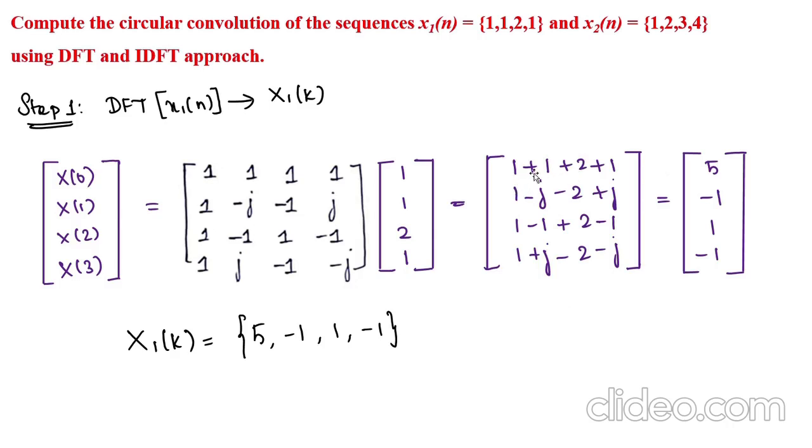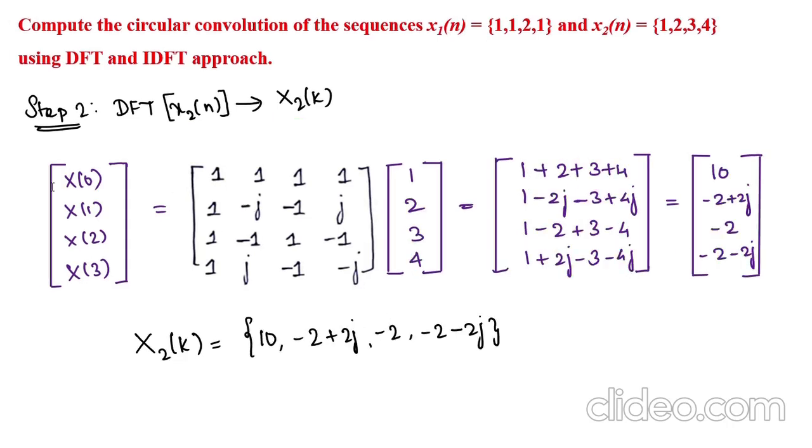Now I am going to simplify this. This will be 1 plus 1 plus 2 plus 1, that is 5. Here minus j and plus j will cancel, so it will be 1 minus 2, which is minus 1. Here the plus 1 and minus 1 will cancel, so 2 minus 1 is 1. Here plus j and minus j will cancel, and 1 minus 2 is minus 1. So this is the value x1 of k. This is step 1, where we have converted x1 of n from the time domain to the frequency domain x1 of k.